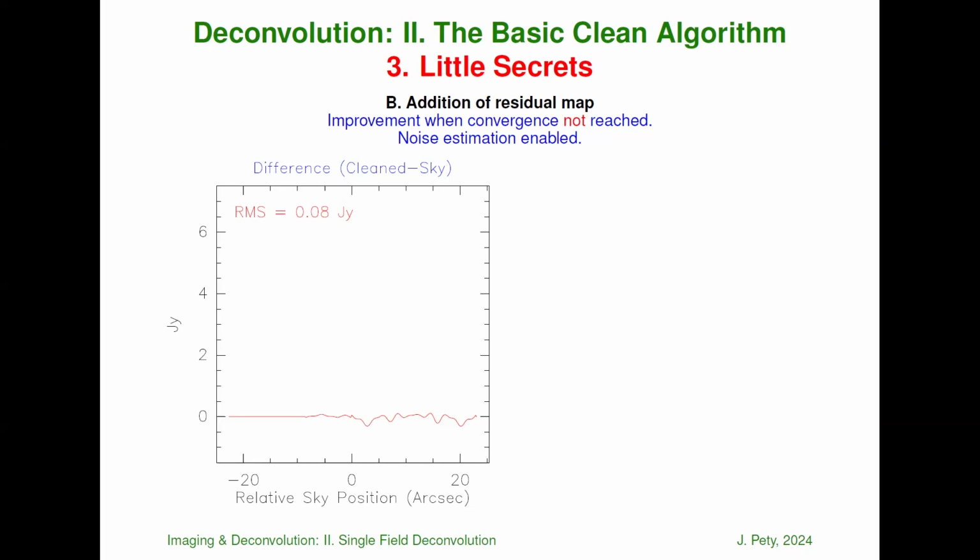Okay, this is the first little secret of clean algorithms. You need to add the residual maps in order to do a first order correction when your cleaning didn't converge. There are others.